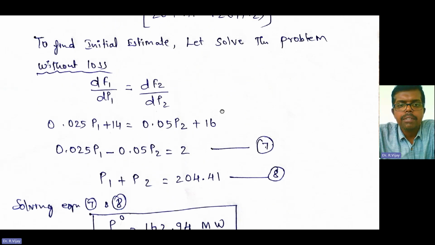First, we are solving the problem without losses. So the incremental fuel cost dF1 divided by dP1 is equal to dF2 divided by dP2, which is equal to lambda. That is the optimality formula that we already derived in our previous classes. Here, the incremental fuel cost functions dF1 divided by dP1 and dF2 divided by dP2 are given. You just need to substitute and simplify.